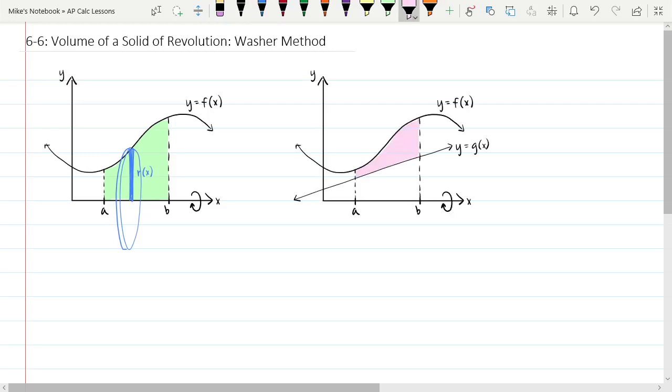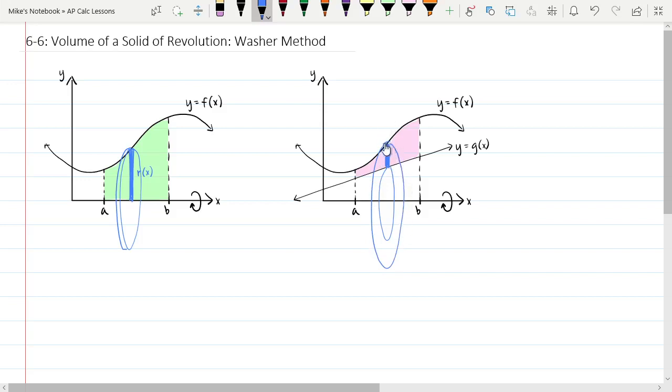So once again, I've got this function, this random curve, y equals f of x from a to b, but I also have the second curve, y equals g of x. And so the region that we're going to revolve around the x-axis this time is this region up here in pink instead. So again, that means if I were to take my sample rectangle perpendicular to the x-axis, because we're revolving around a horizontal axis, and that one gets revolved, think about what's going to happen now. So it's going to look something like this.